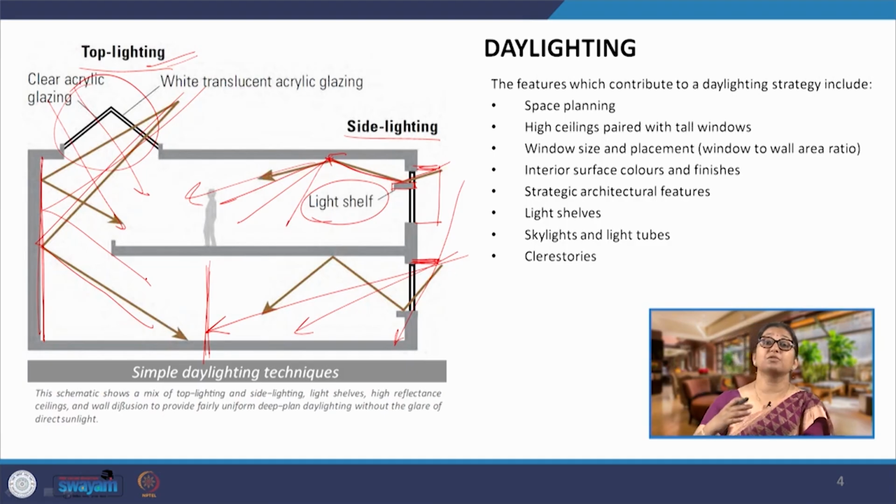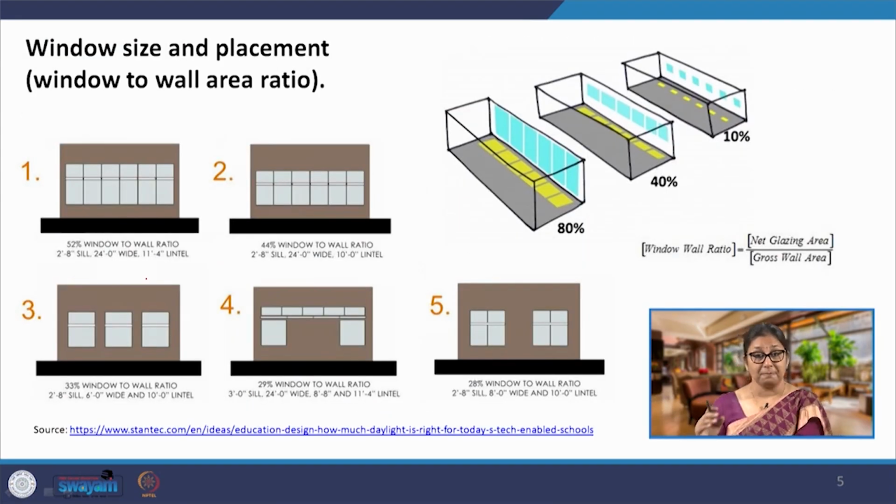So, what we get from the north side is a diffused light. It will not cast shadow and it will be a uniformly distributed light. So, the intent is to distribute it all over the space. Now, what all do we have to take care of when we want to do this? One is where the windows are placed and how large the windows are.